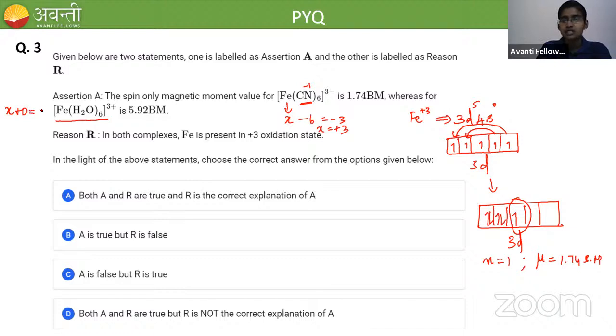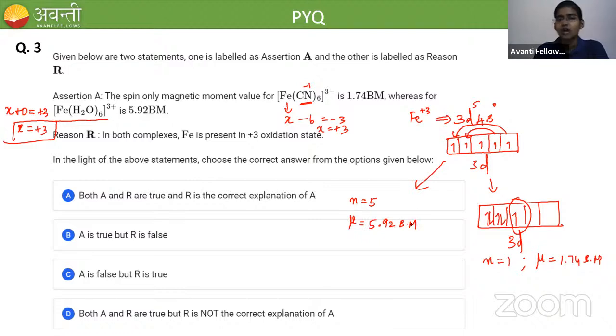The oxidation charge on the complex is +3, so the oxidation state of the iron is +3. Same configuration, but H2O is a weak field ligand. So pairing does not occur. From this configuration, pairing does not occur, so the number of unpaired electrons will be equal to 5. The magnetic moment will also be 5.92 Bohr magneton.